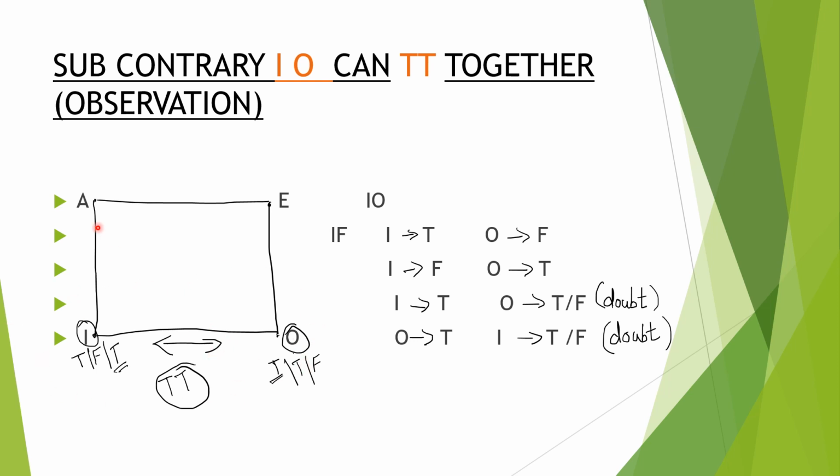We have studied that in contradictory, both cannot be true together. In the contrary, A and E, we studied that they can be false together. In the subcontrary, we studied that they can be true together. You should not get confused. You have to study each slide.